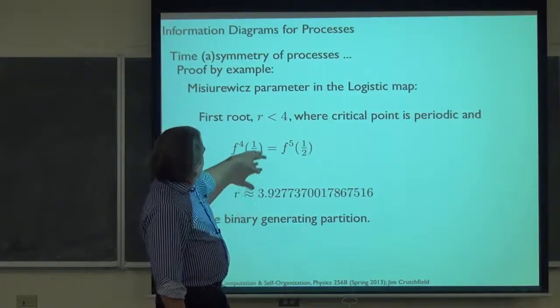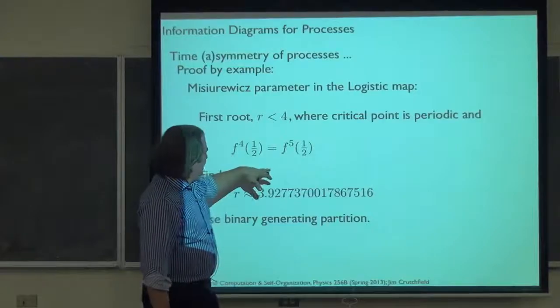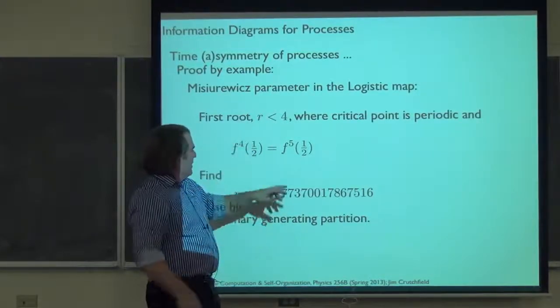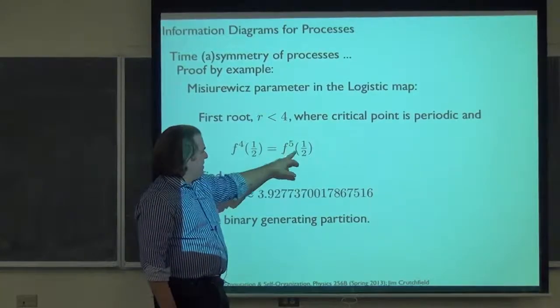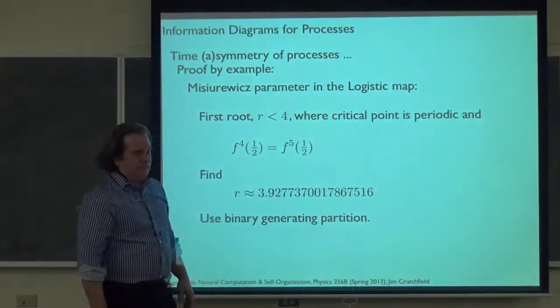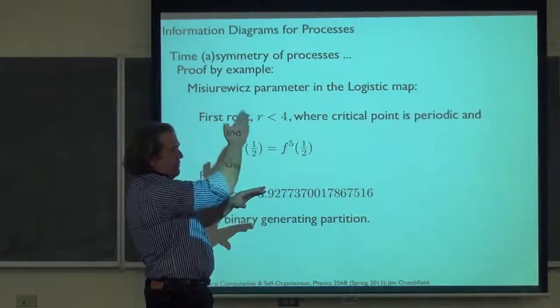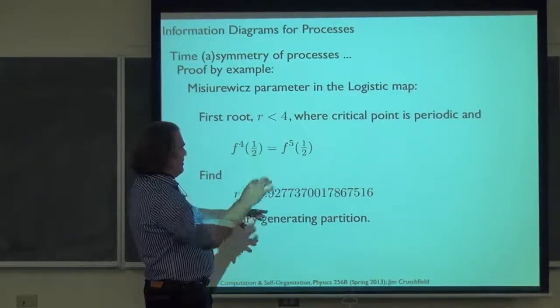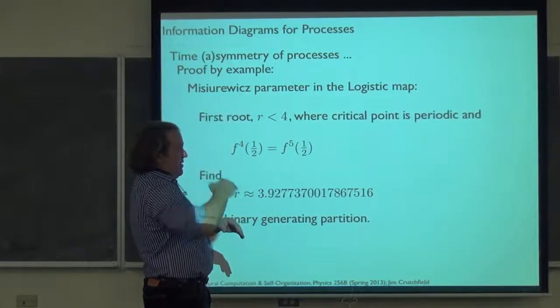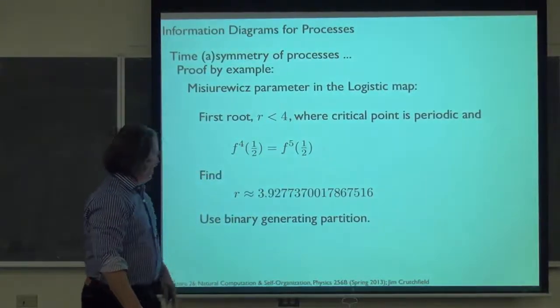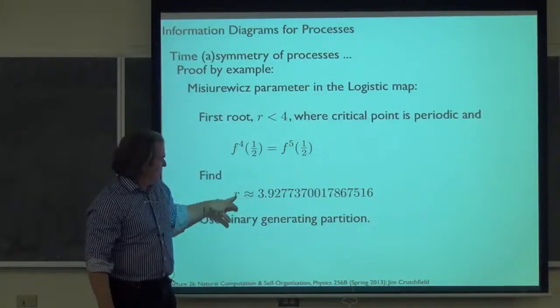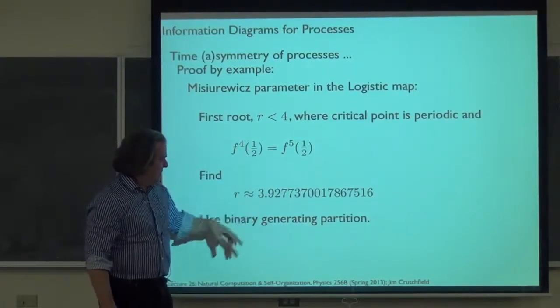You can find one of these Misiurewicz parameters where the maximum becomes a fixed point. After 4 iterates, it becomes a fixed point. So if you think of the bifurcation diagram, that's where the veils are, and the veils all cross. You know, maximum, minimum, and then you iterate, and then the fourth becomes equal to the fifth. And there's a way, with this equation, you get exactly the parameter setting at which that happens.